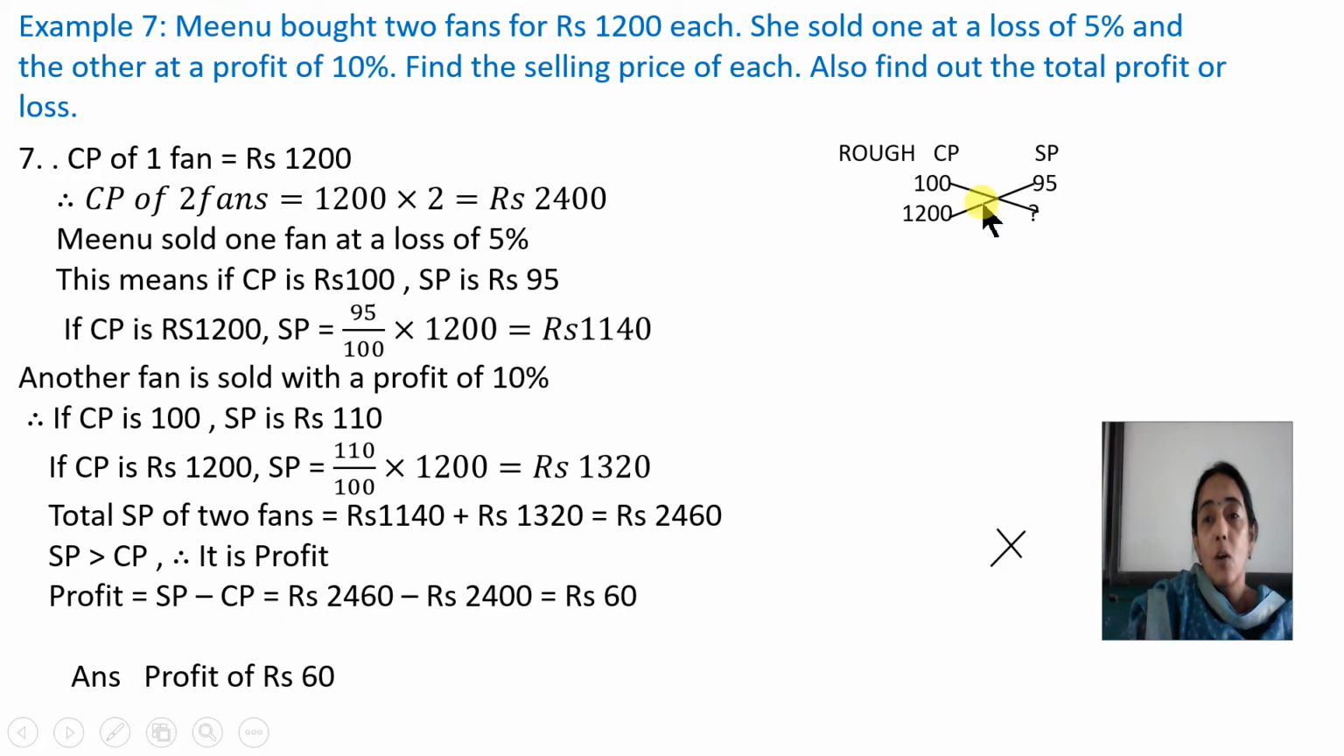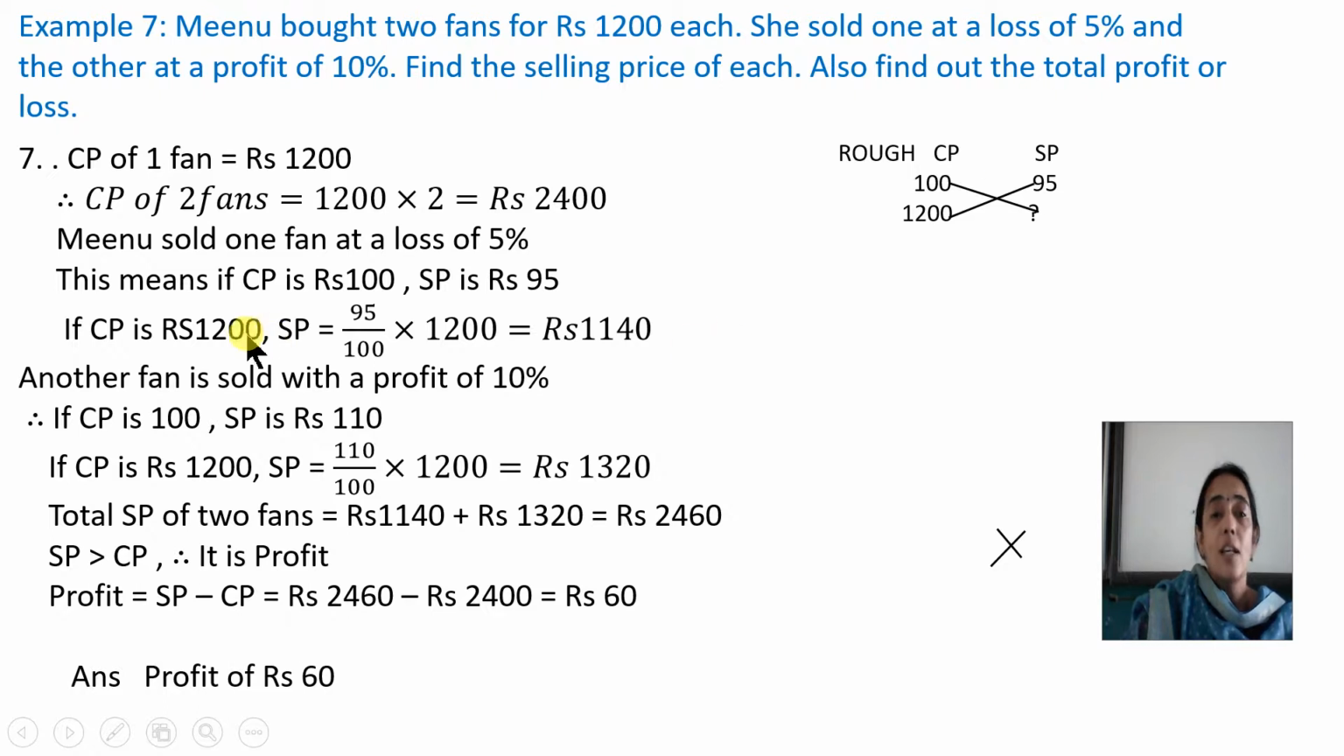Whatever is with the question mark will always come in the denominator. So what is with the question mark? 100. So 100 comes into the denominator and 95 into 1200 will come in the numerator. So 0 and 0 will get cancelled and 95 into 12 is equal to rupees 1140. So this was the selling price of one fan which was sold at a loss of 5%.